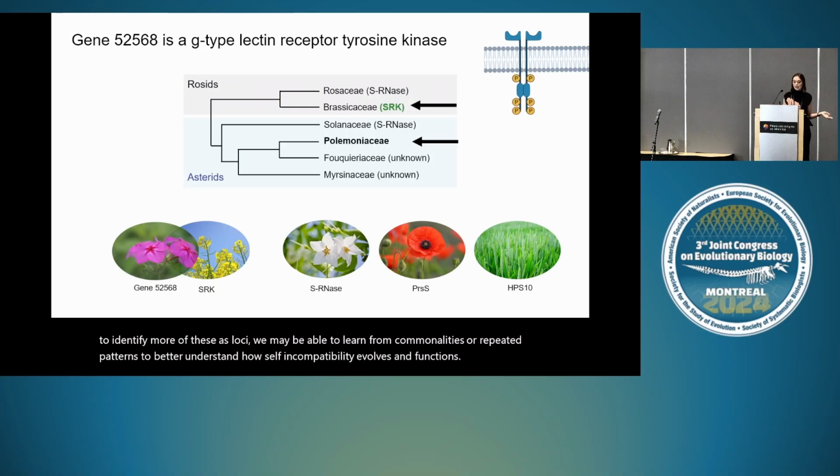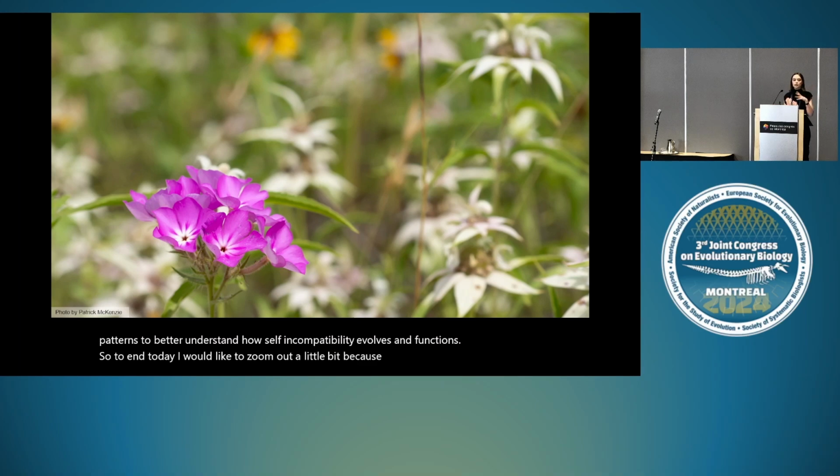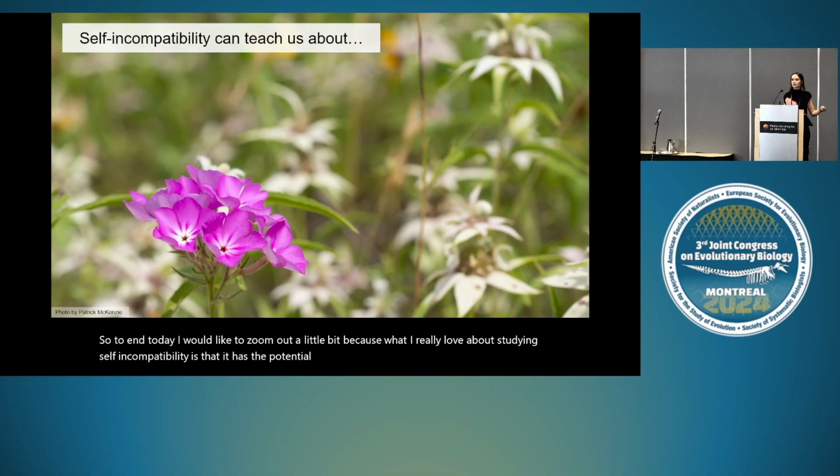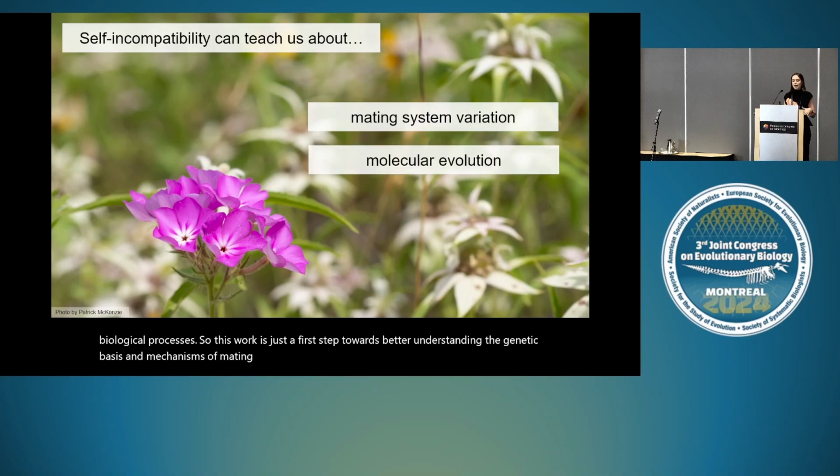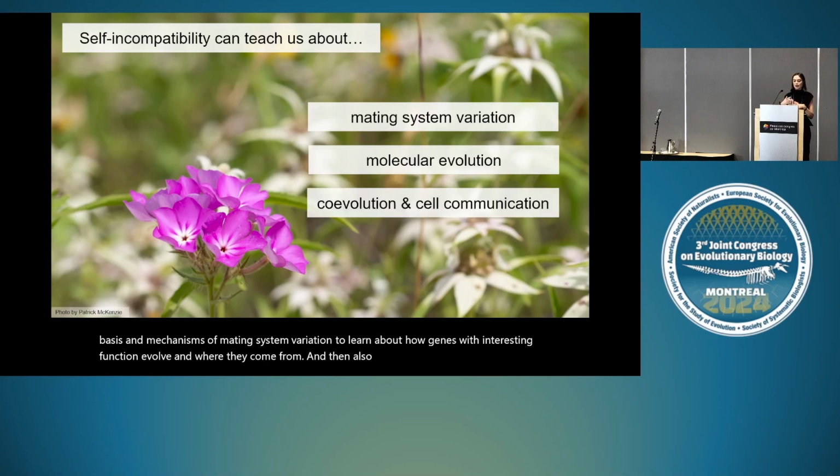So to end today, I would like to zoom out a little bit because what I really love about studying self-incompatibility is that it has the potential to teach us about a lot of really fundamental biological processes. So this work is just a first step towards better understanding the genetic basis and mechanisms of mating system variation, to learn about how genes with interesting function evolve and where they come from, and then also to understand how complex cellular communication genes either evolve together or separately.